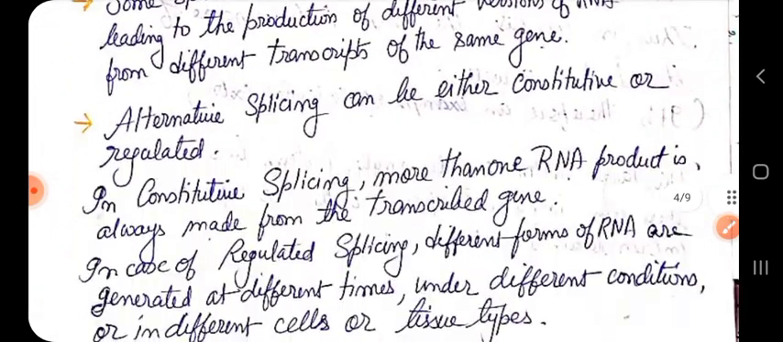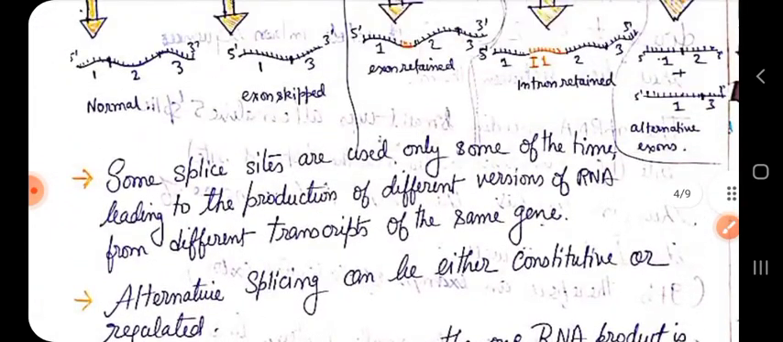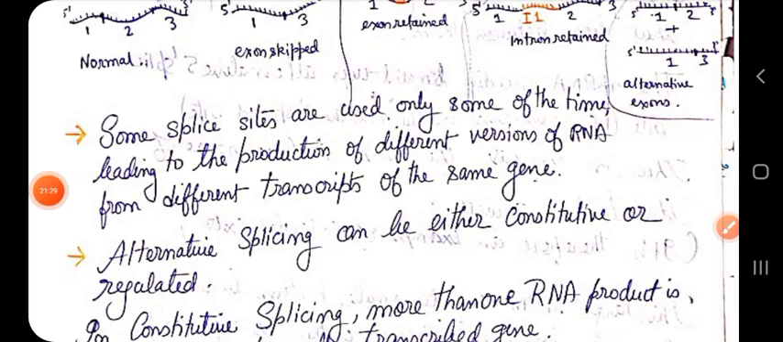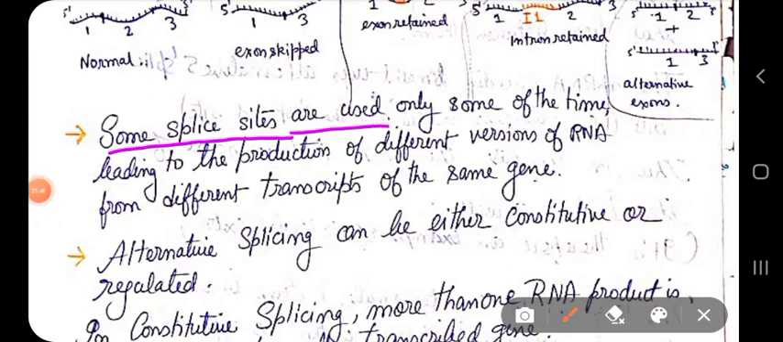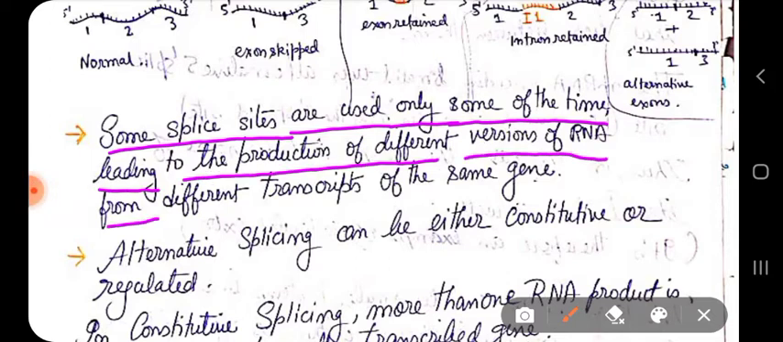Now there are some things which have to be mentioned here. Let us discuss in detail. So let us see. It is saying here that some splice sites are used only some of the time, leading to the production of different versions of the mRNA from different transcripts of the same gene.